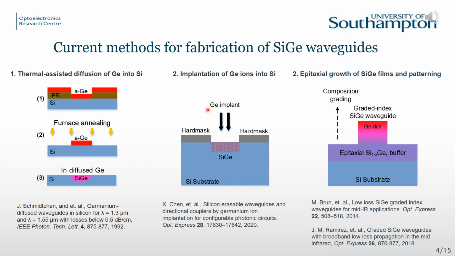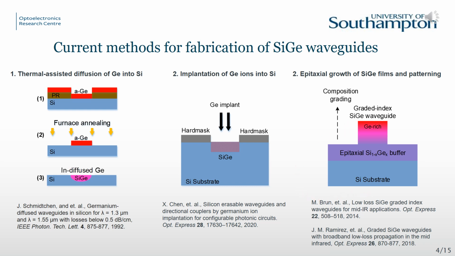Germanium ion implantation is another method, as germanium is most compatible and isoelectronic to silicon. Germanium implanted silicon has a refractive index of 3.96 due to the amorphization. However, the propagation loss of the implanted waveguides is around 30 dB per millimeter at telecom wavelengths, which is quite high compared to those of conventional waveguides. Last but not least, epitaxial growth of silicon germanium on silicon and subsequent lithographical patterning can be used to fabricate waveguides. Furthermore, graded composition can be achieved by modulating the precursors during the growth process.